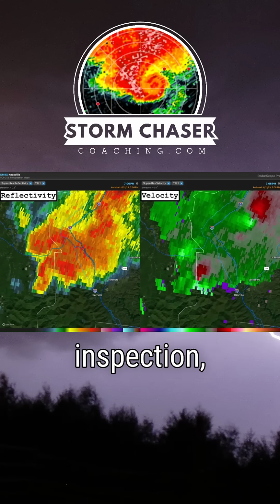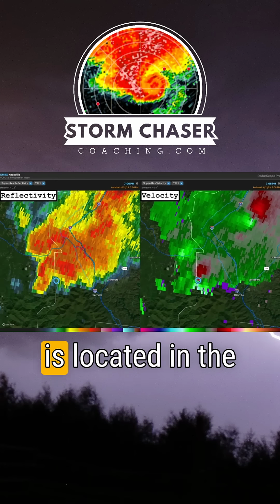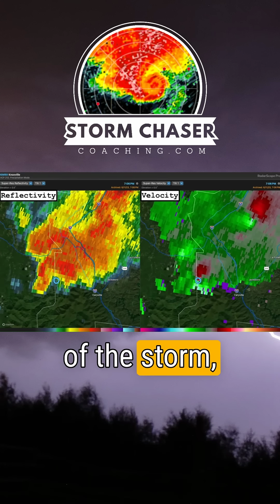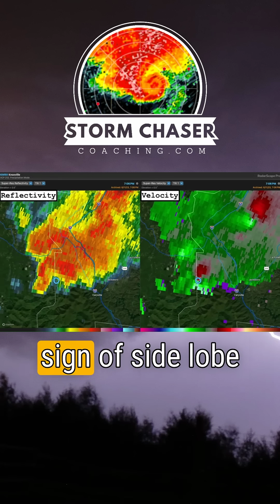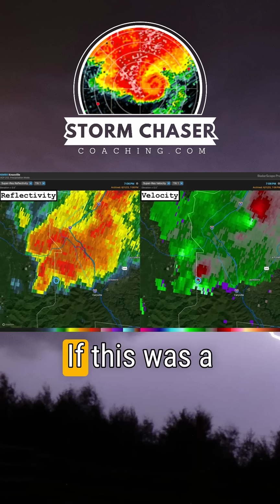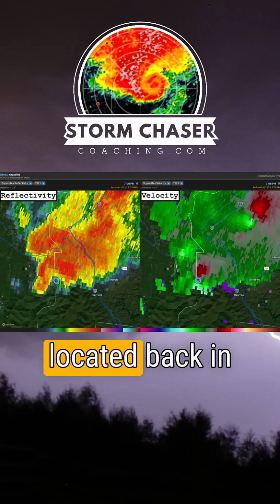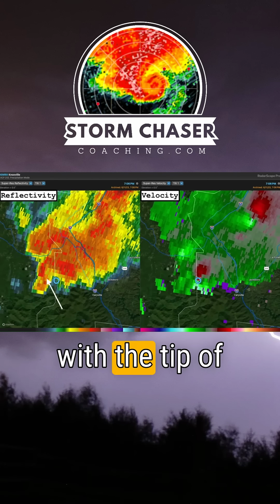However, upon closer inspection, notice how the velocity couplet is located in the inflow region of the storm, much closer to the edge of the forward flank. This is a classic sign of side lobe contamination. If this was a tornadic couplet, it would be located back in here, coincident with the tip of the hook echo.